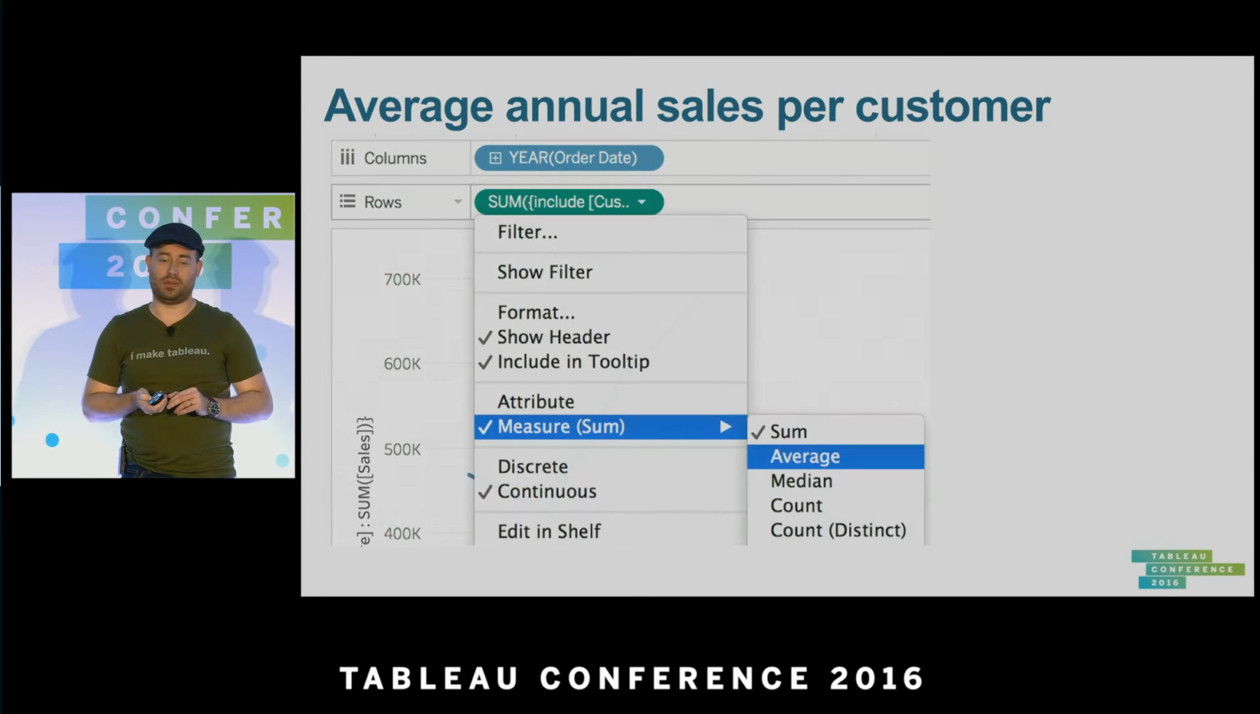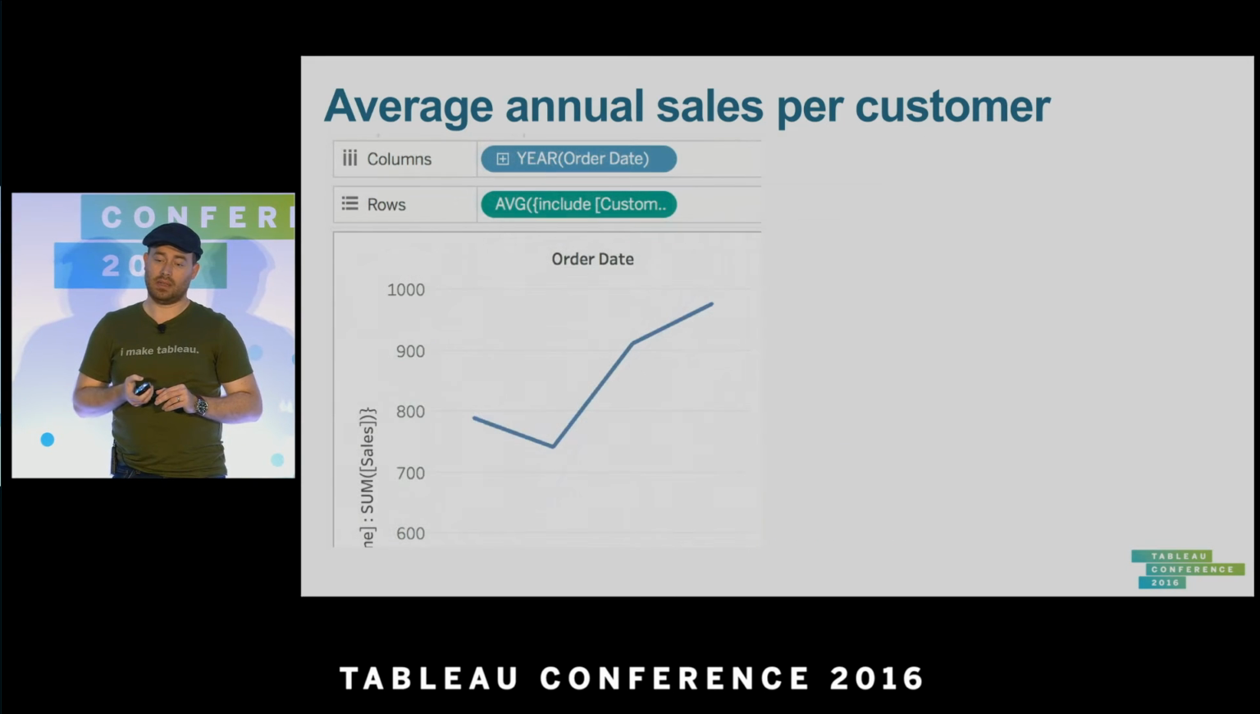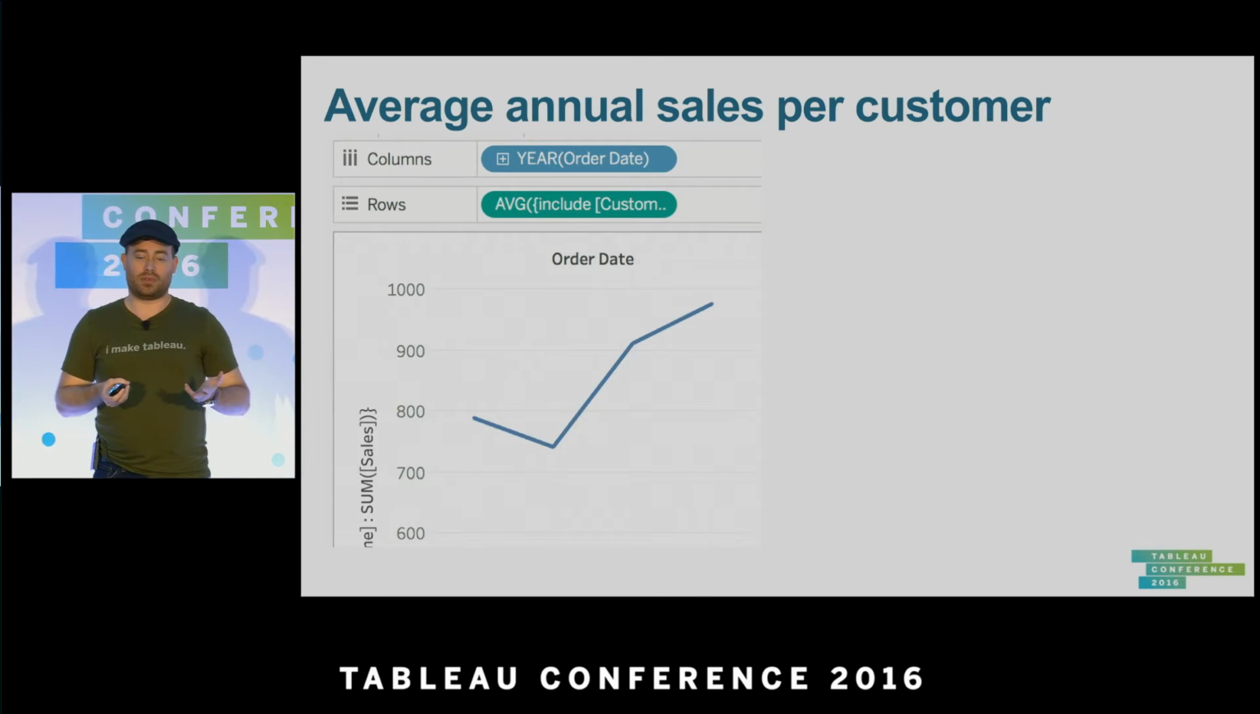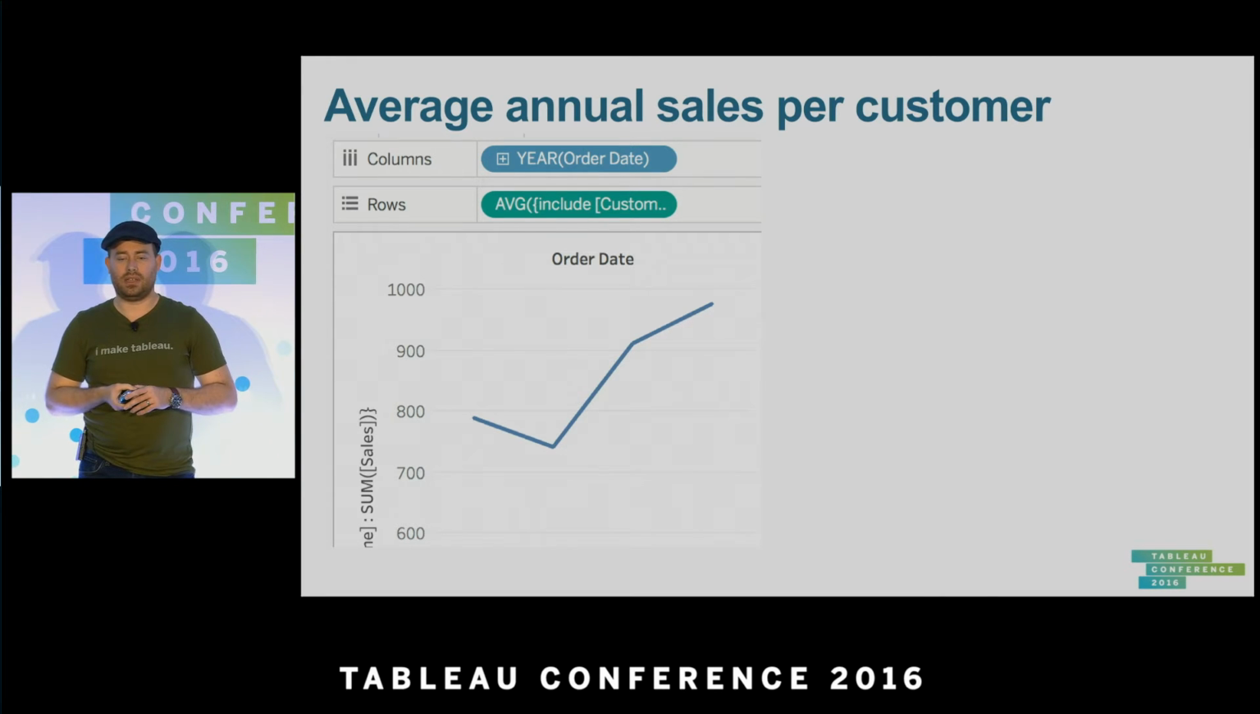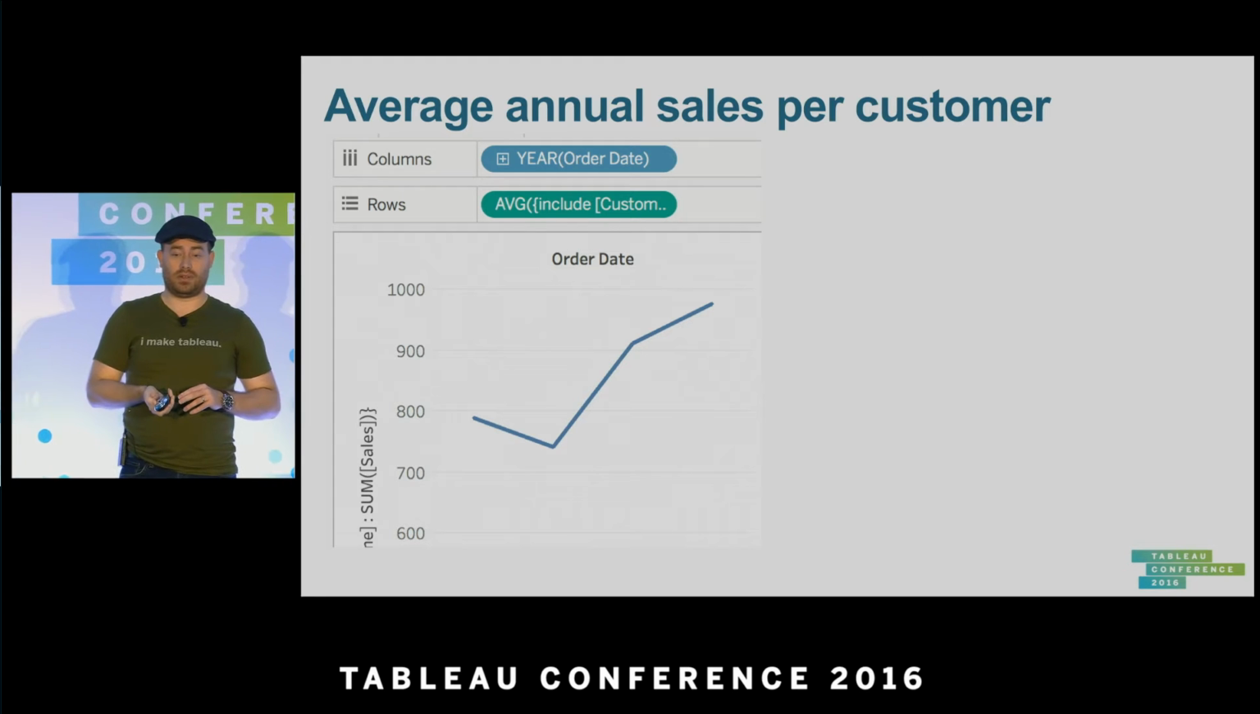So you'll convert that to an average from the context menu. And now what you're seeing is your customers were spending about $800, and then it went down to $750. I think that's around the time the economic crisis hit, which is cool that the Superstore database actually has that built into it. And then it starts recovering.